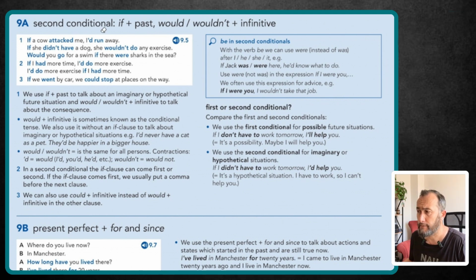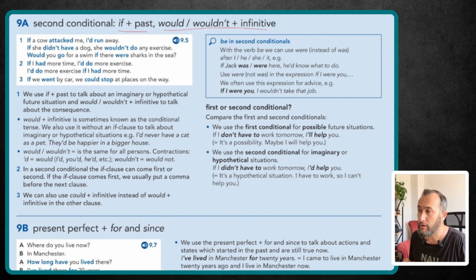Second conditional. In my previous videos, I gave general information about conditional. I'm going to go through it very quickly again. Conditional is a sentence which has got two parts. We call it if part and main part, or we also say result part.